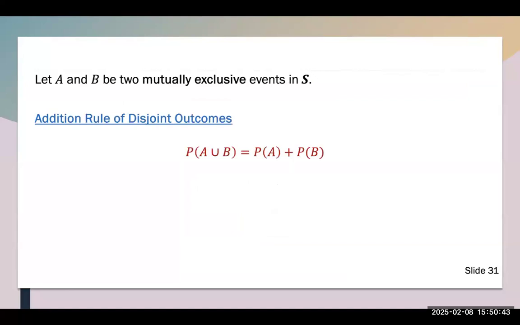We have a rule where we can make an or statement, the probability of A or B, into an addition statement. So the thing is, we have to first start with 2 events, A and B, and we assume that they are mutually exclusive. So these 2 events don't have anything in common. So if we have 2 mutually exclusive events, then the probability of A or B is just equal to the probability of A plus the probability of B. This formula you're going to need to memorize.